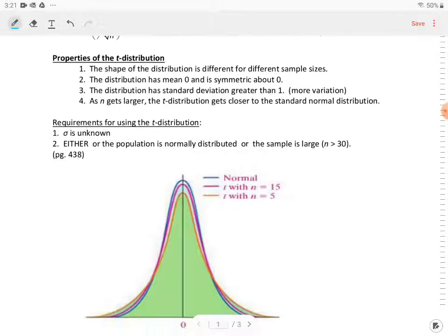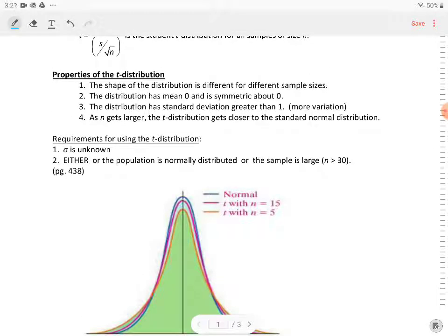So we have some properties of the t-distribution. The shape of the distribution is different for different sample sizes. The distribution has a mean of 0 and is symmetric about 0, similar to the normal curve. The distribution has standard deviation greater than 1, so that means that we have more variation. And as the n gets larger, the t-distribution gets closer to the standard normal distribution.